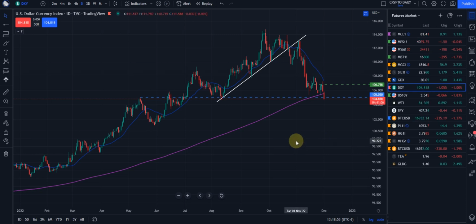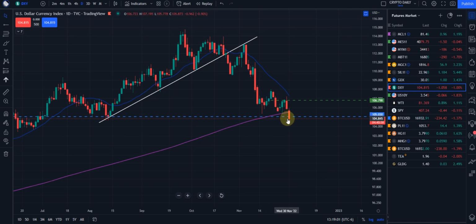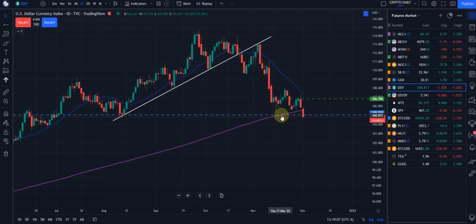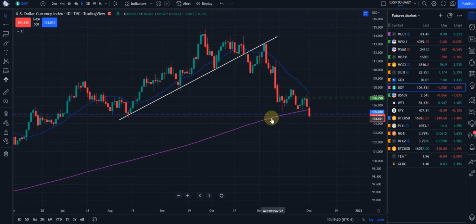Right, quickly, we're looking at the DXY, the US dollar currency index, on the daily chart, meaning that each candle you see here is just one day of price action. Currently we are trading pretty far below the 200, the purple line, which is a 200 simple day moving average, meaning that over the last 200 days, the average price of the DXY was where this line was tracking.